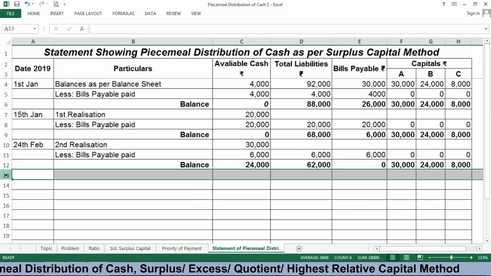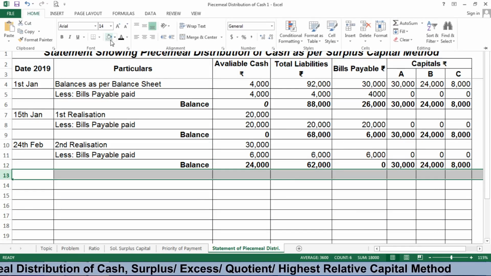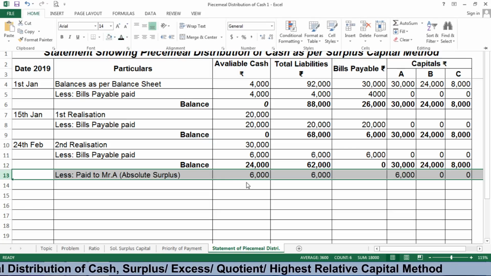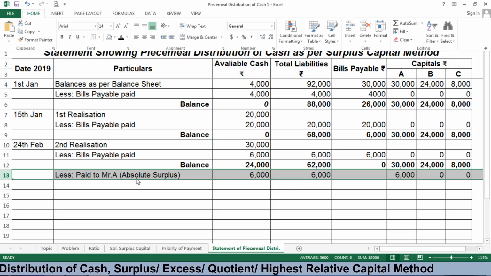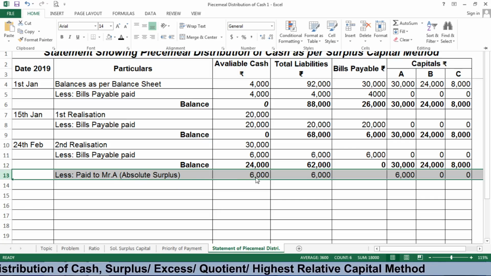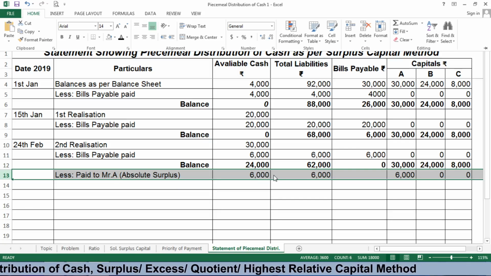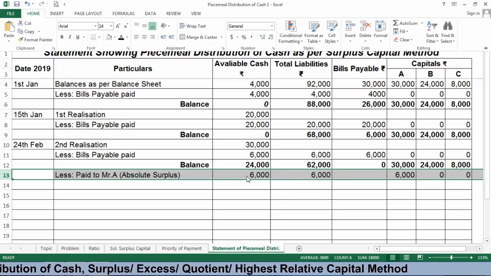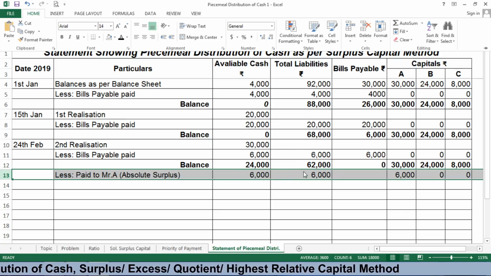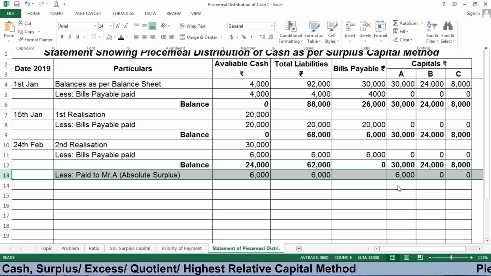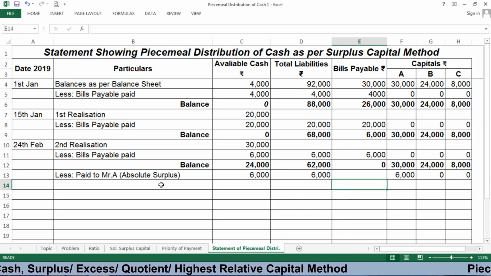So we have 24,000 and we have to pay 6,000 only to Mr. A. So let's pay to Mr. A the absolute surplus, that is 6,000. Out of 24,000 we pay here 6,000. Out of 62,000 liability, the liability will reduce by 6,000, and here we are going to pay to Mr. A only, and the amount is 6,000.